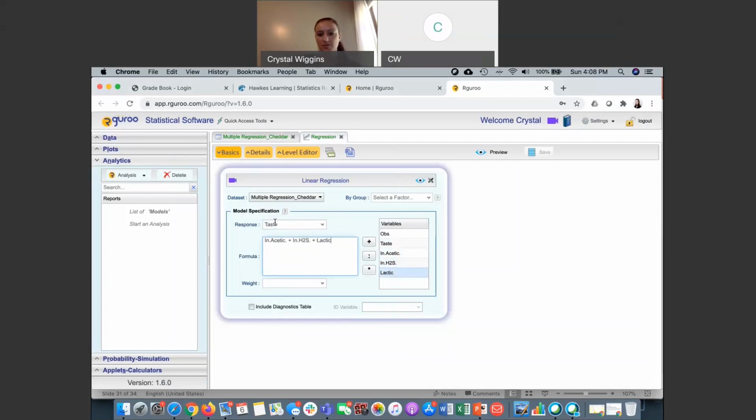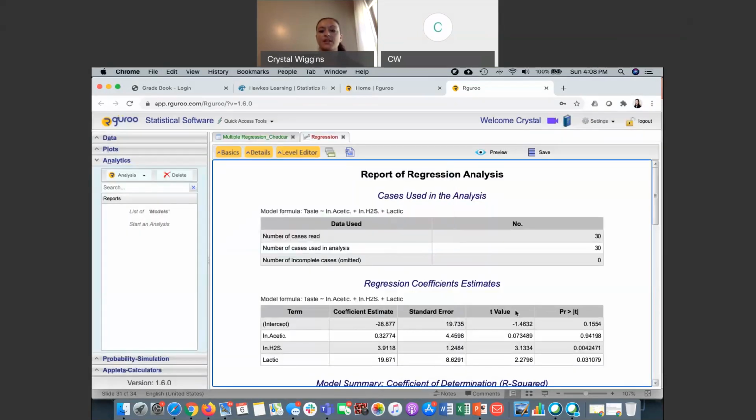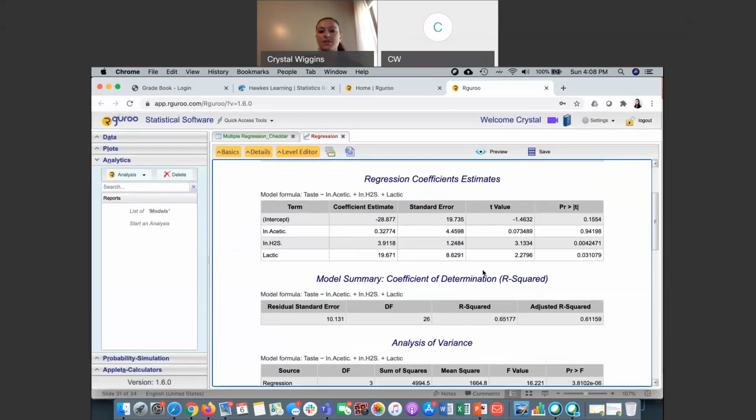They all contribute. And let's select the eyeball. Okay, so in here, I can see the coefficient estimate. This is for the regression line. So you have 19.671 times the input of this variable plus 3.9 times the input of that variable plus 0.32 times the input of that variable minus the y-intercept will result in the taste value.